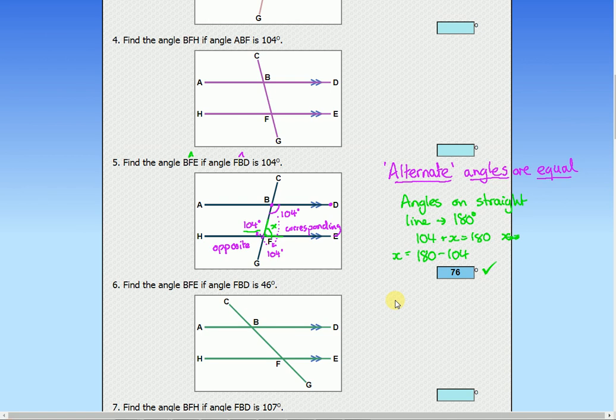So those are the three tasks I'd like you to do today. It's using alternate, corresponding and alternate facts. And you might need to sketch, so you might need your book and a piece of paper, or your book and a pencil. Do a sketch and fill in the information like I did in here. Okay, that's the end for today.